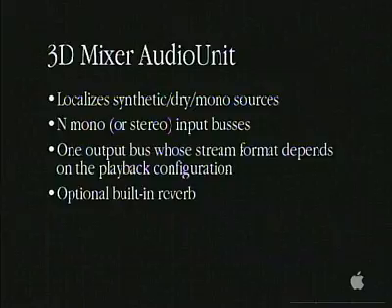The mixer takes N mono inputs. It can take stereo inputs, but in my demo, these are all mono inputs. And it localizes each of these inputs in 3-dimensional space, and there's one output bus, and the stream format of the output bus depends on what type of speaker configuration you're playing to, whether that's stereo, headphones, 5.1, or whatever. There's an optional reverb in the 3D mixer, so that we can have more of a wet mix for distant sources, as we talked about in distance effects.